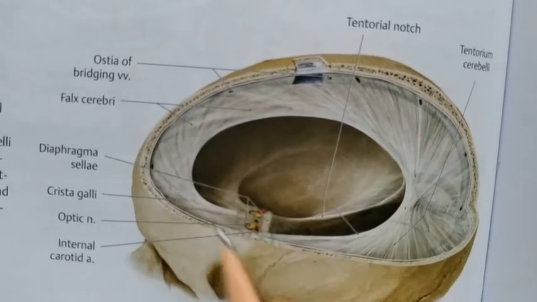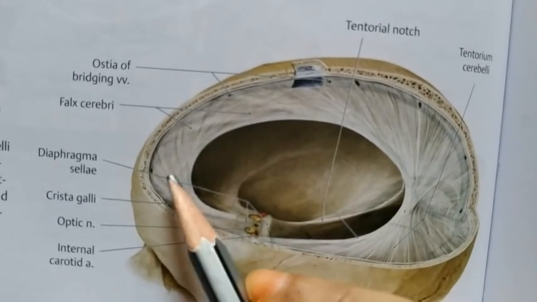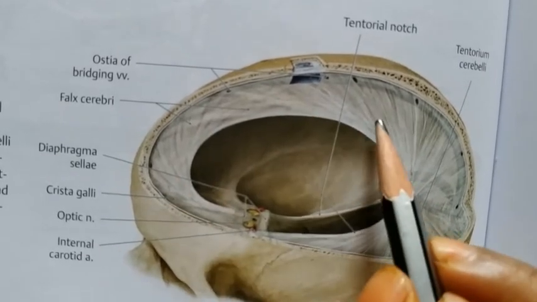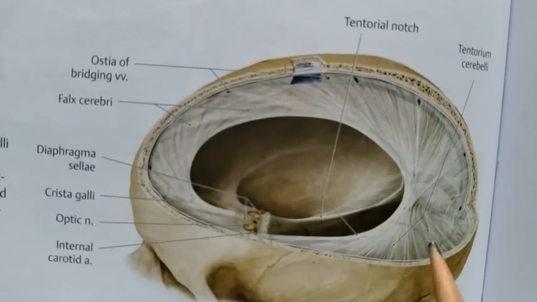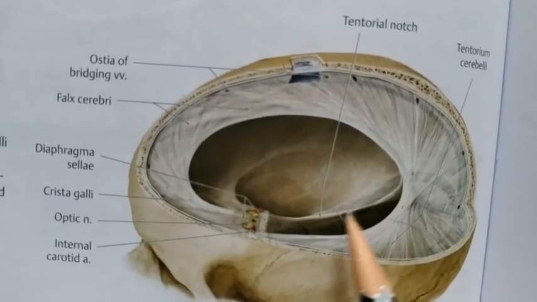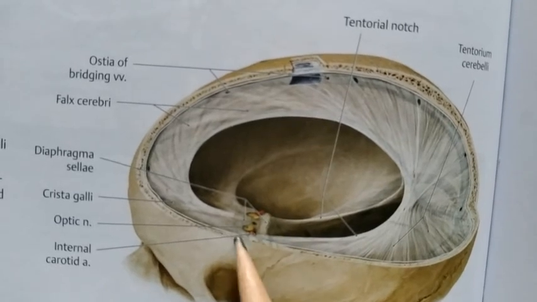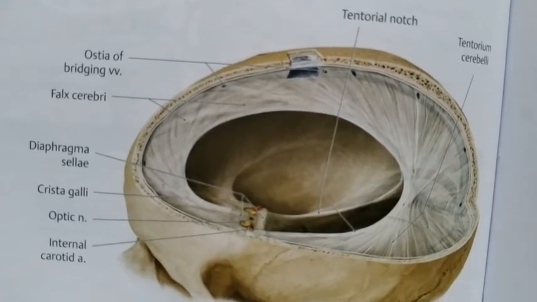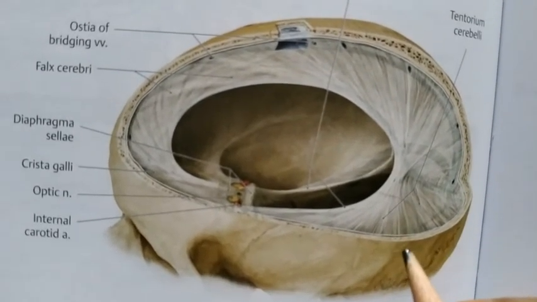So these are the dural folds. This part is the falx cerebri. This part is the tentorium cerebelli. This part is the diaphragma sellae, and beneath the tentorium cerebelli is the falx cerebelli.